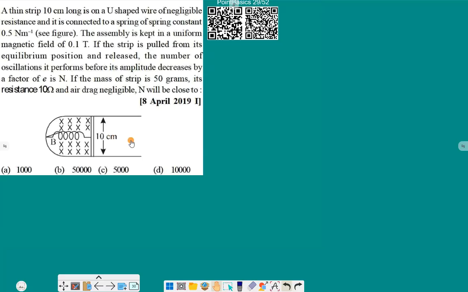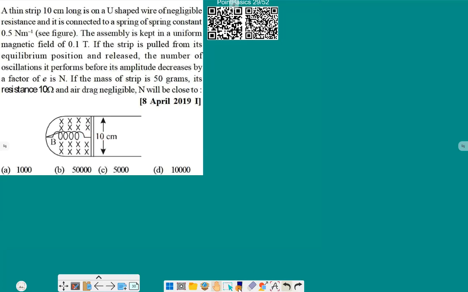So what is happening here is that we are stretching this strip in either the left or the right direction, and then releasing it. After releasing it is making small oscillations.